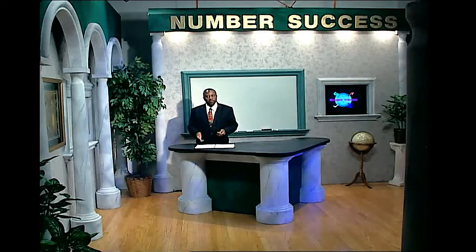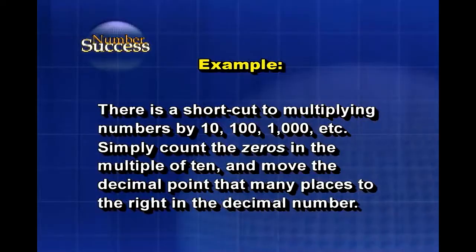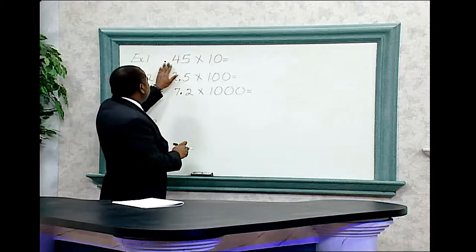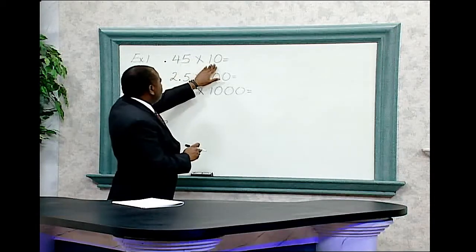Multiplying decimals by 10, 100, and 1,000. There's a shortcut to multiplying numbers by 10, 100, 1,000, etc. Simply count the zeros in the multiple of 10 and move the decimal point that many places to the right in the decimal number. Example: 0.45 times 10.